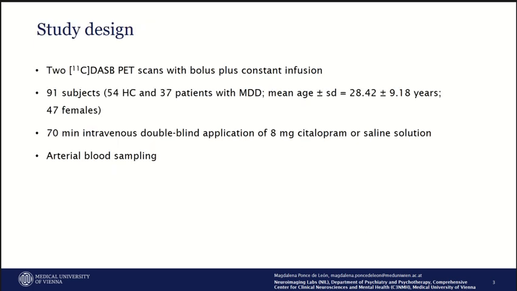In this study, we used 2 PET scans with bolus plus constant infusion of DASB. We included 54 healthy controls and 37 patients with major depressive disorder, with mean age 24.42 years. After 70 minutes of tracer infusion, we applied 8 mg of citalopram or saline solution. We also took arterial blood samplings during the scan.